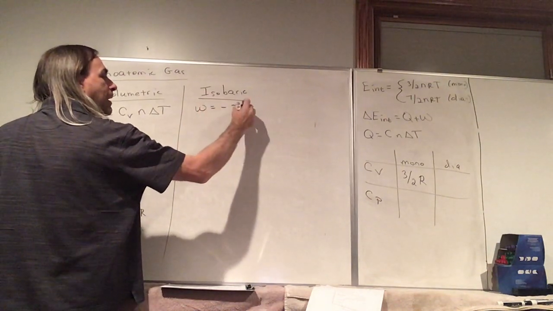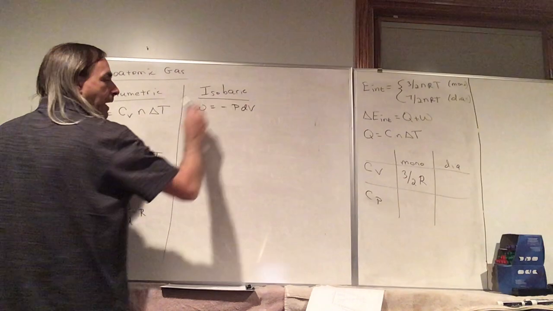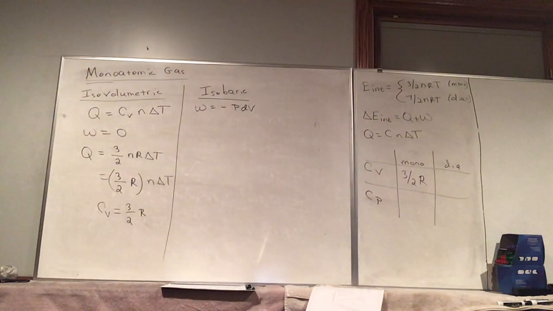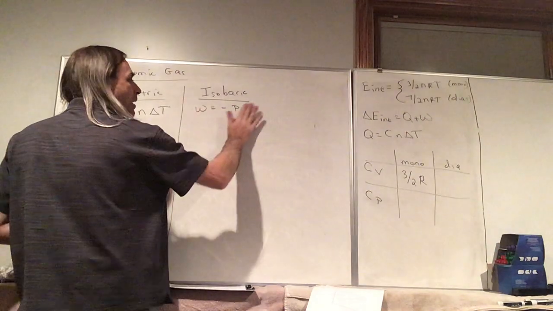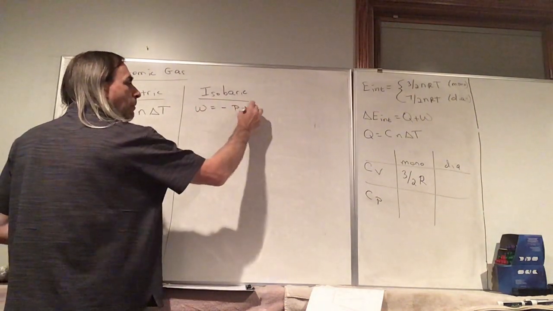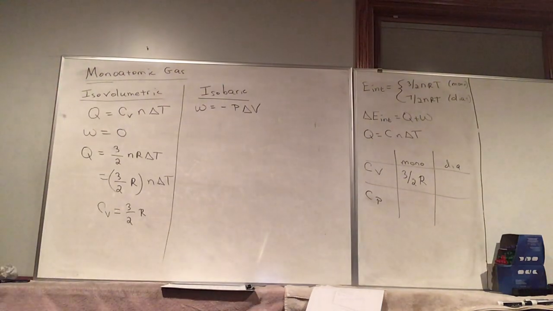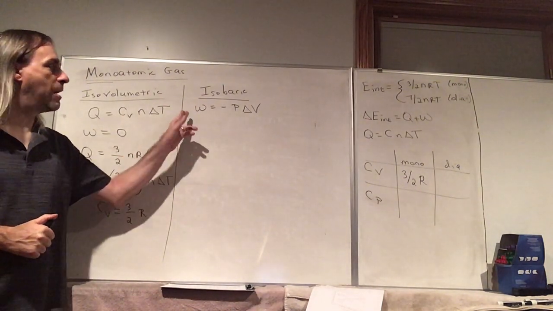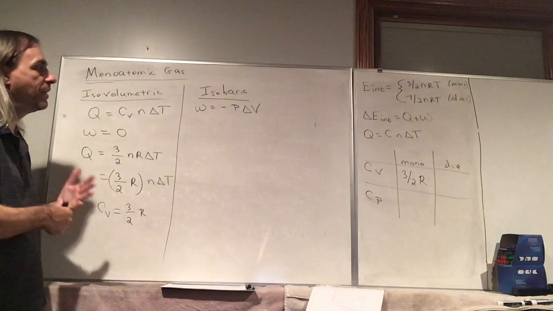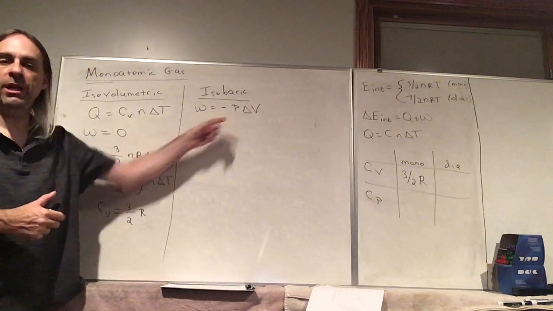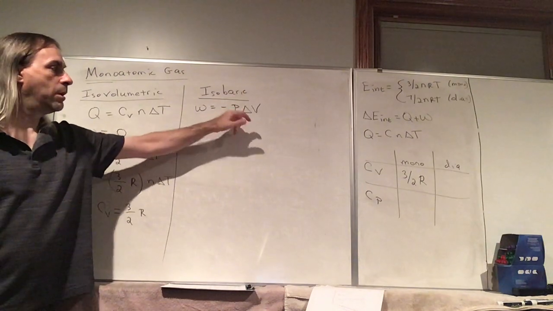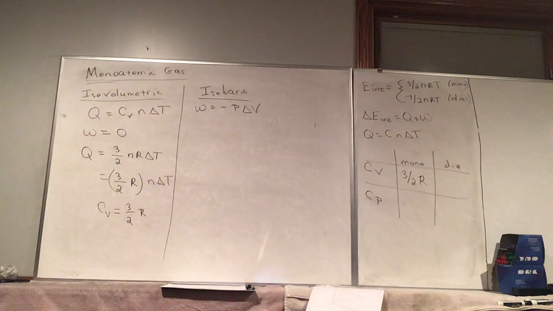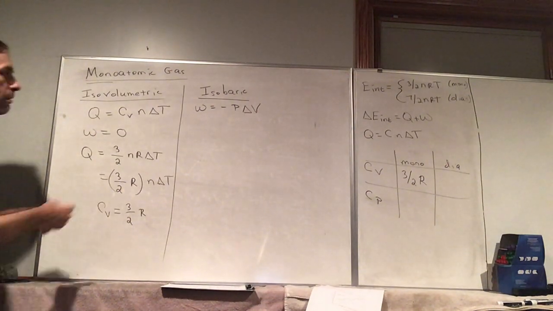And remember the work, in this case, is minus P dV, or let's just call it delta V. I mean, for an infinitesimal amount of work, that'd be P dV. But again, because P is constant, if we integrate it, the integral of dV is just delta V. So for an isobaric process, we can write this down. Work is minus P delta V.